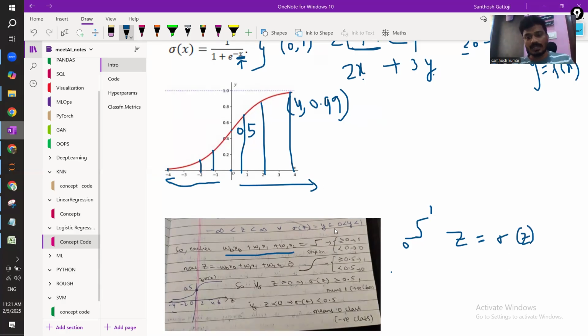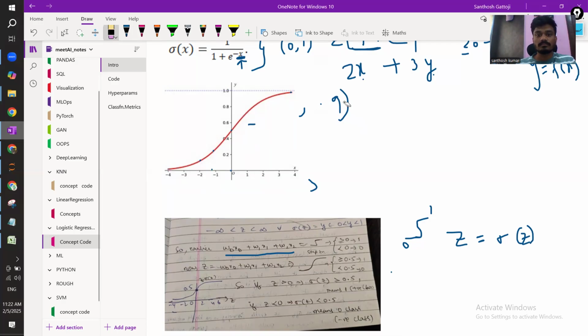Now, sigmoid will do its calculation and it will say if it is greater than 0.5, one class. Because greater than 0.5, you will get one class. And if it is less than 0.5, I'm considering another class. Because why? At 0, the sigmoid value is 0.5. As per the graph, you can clearly see. So I'm saying if the value is greater than 0.5, one class. If it is less than 0.5, another class. Clear?